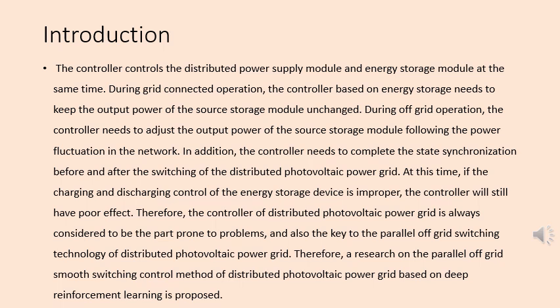Therefore, the controller of distributed photovoltaic power grid is always considered to be the part prone to problems, and also the key to the parallel off-grid switching technology of distributed photovoltaic power grid. Therefore, a research on the parallel off-grid smooth switching control method of distributed photovoltaic power grid based on deep reinforcement learning is proposed.